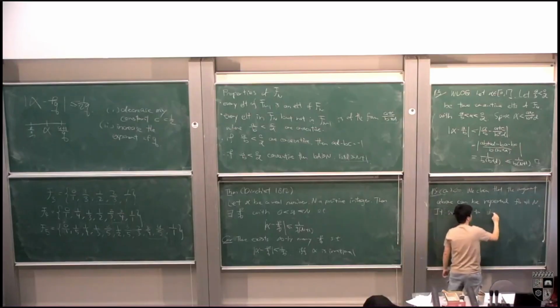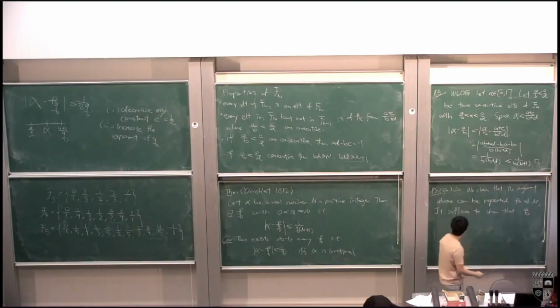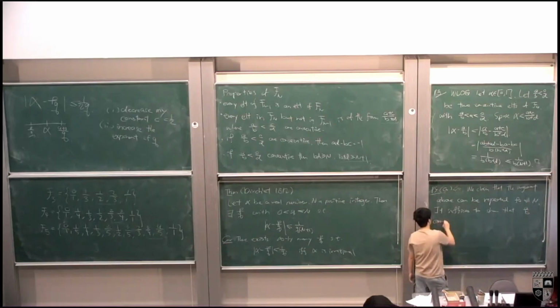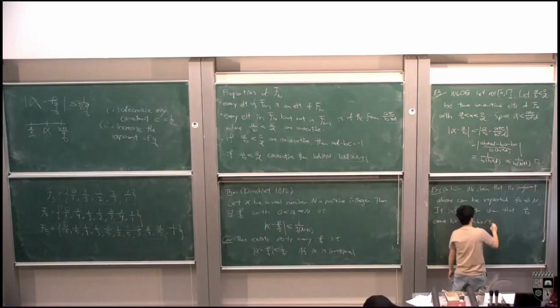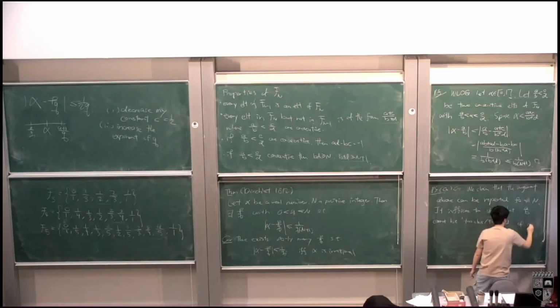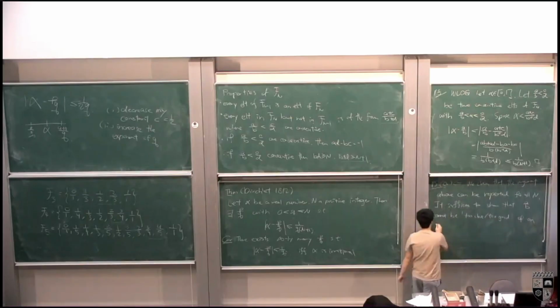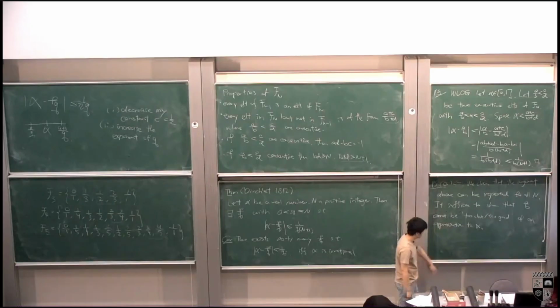It suffices to show that a over b, let's say, cannot be too close, too good of an approximation to alpha. All right? So how would we do this?